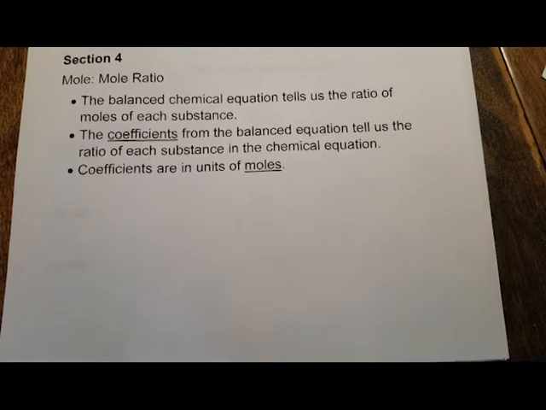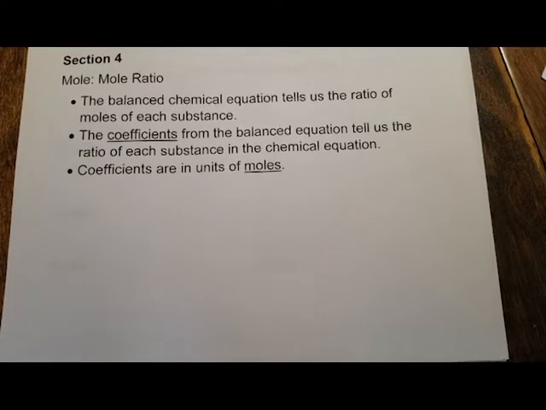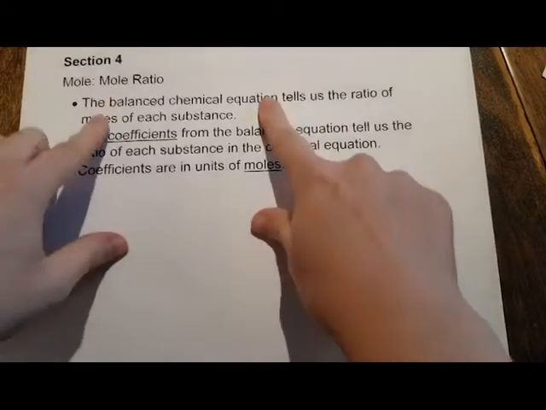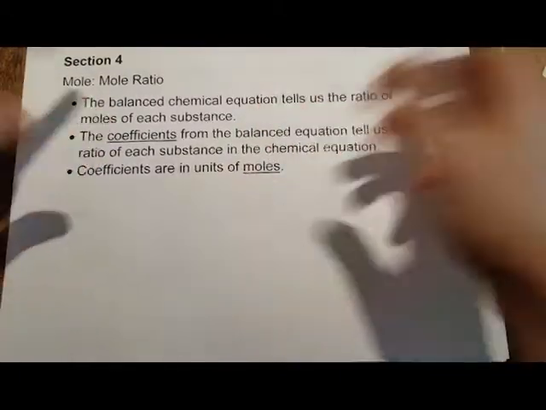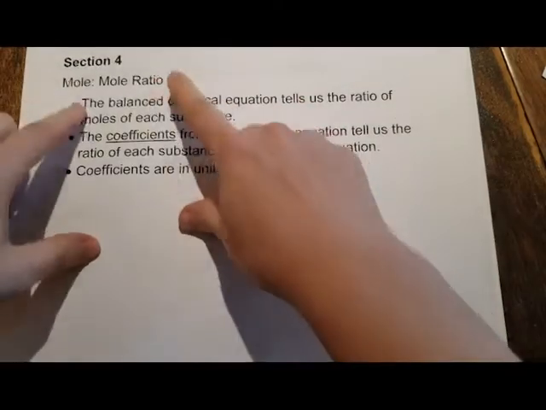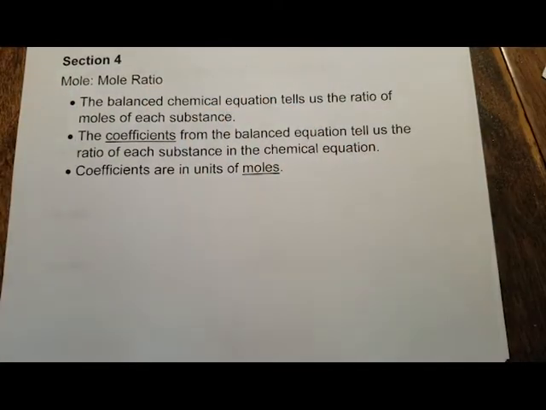Okay, so we're going to talk about the mole-to-mole ratio. The mole-to-mole ratio is very simple, but it is the key in order to make all of stoichiometry work. Okay? What we're going to focus on here is the balanced chemical equation. The entire reason why we balance chemical equations is so we can get this mole-to-mole ratio. So that's the entire point of that whole last unit.